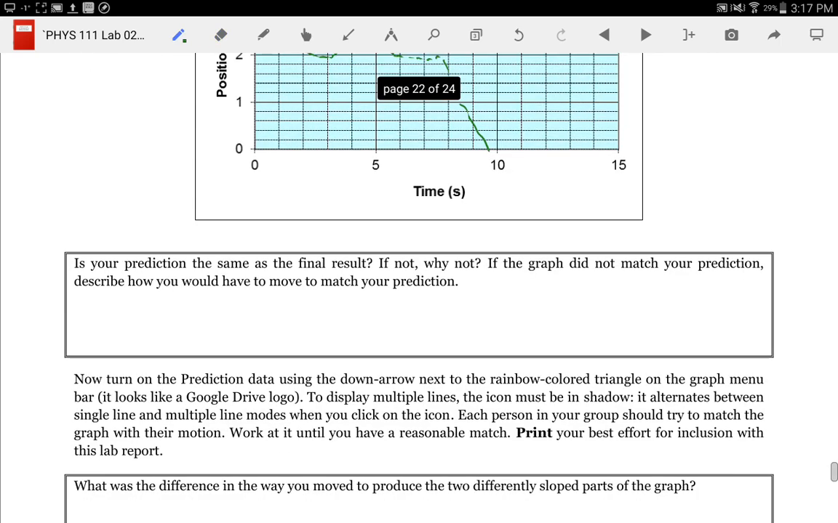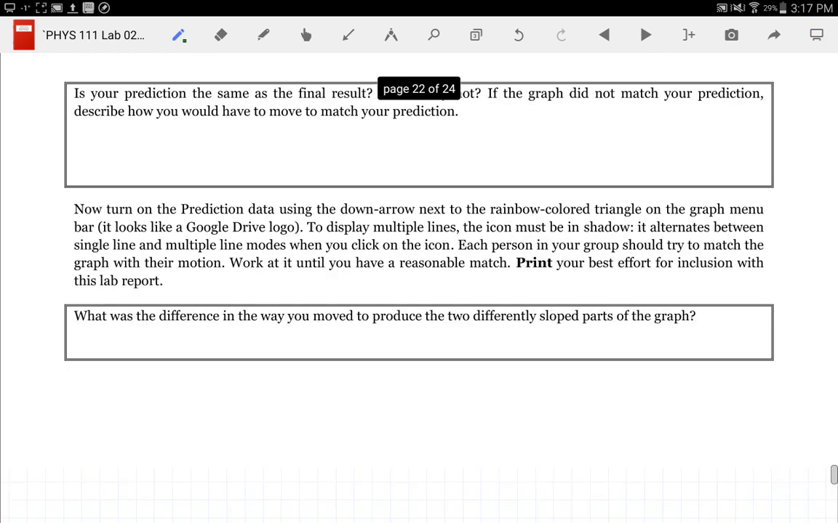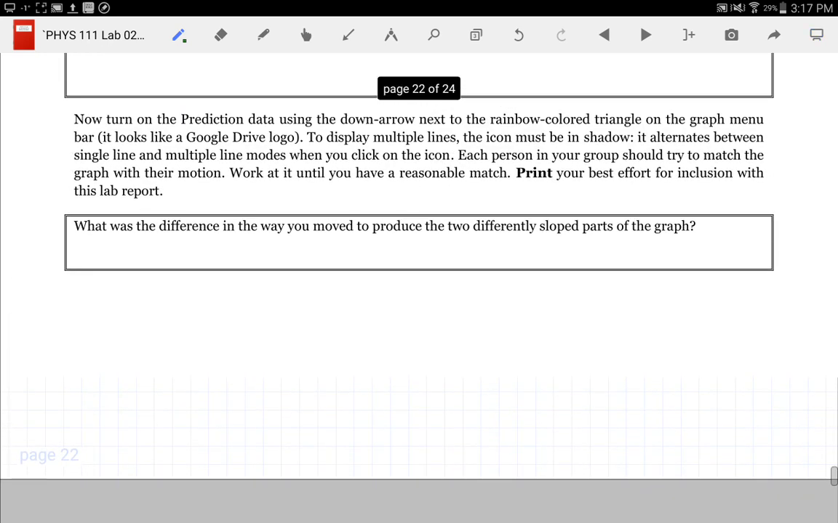All right. You have to answer some questions about your prediction. And notice you now turn on the prediction data. Each person in the group needs to try to match it. So what's that prediction data?